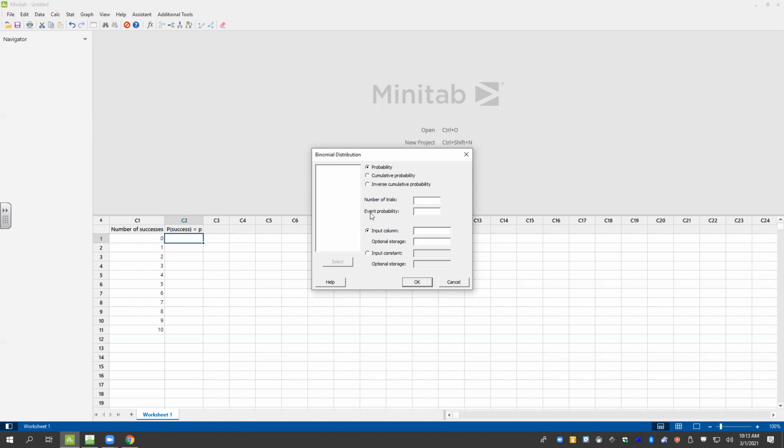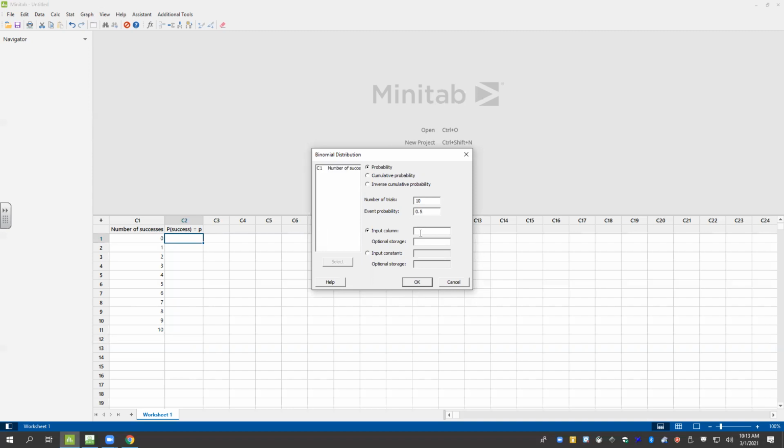Then it's going to ask how many trials you have. That's the N. We had 10 questions, so we have 10 trials. For the event probability, they're asking for the probability of success, which we already decided was 1/2 or 0.5. It's easier to enter it as a decimal in Minitab, so I've entered 0.5.